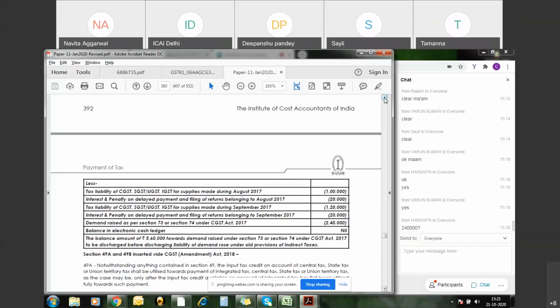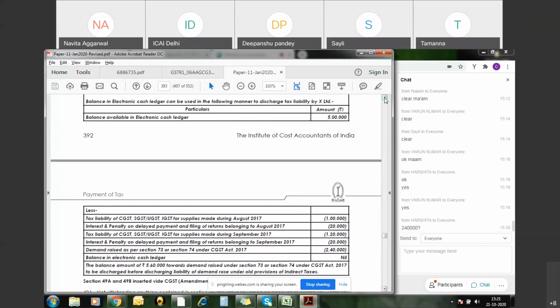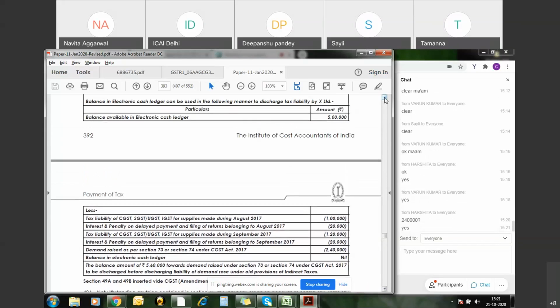2 lakh 40 is the leftover. See, there is a balance of 5 lakh, Harshita. There is a balance of 5 lakh minus 1 lakh from that. You are left with 4 lakh, then 3 lakh 80,000, then again 1 lakh 20,000 and 20,000. That means the total amount deducted is 2 lakh 60,000 out of 5 lakh. So the balance available is 2 lakh 40,000. So you will set off 2 lakh 40,000 against the demand raised.